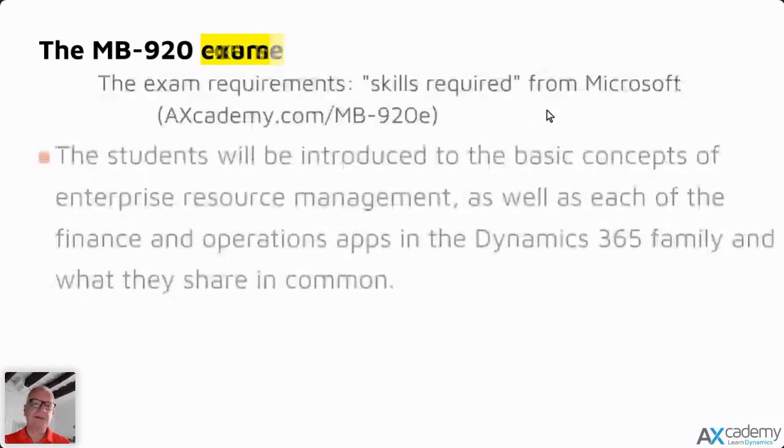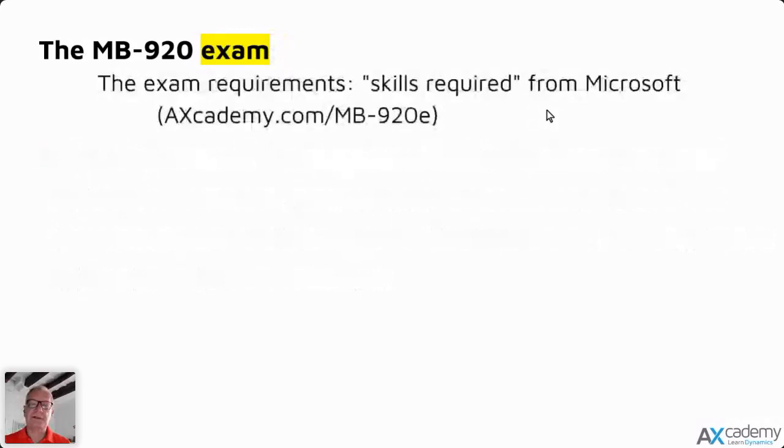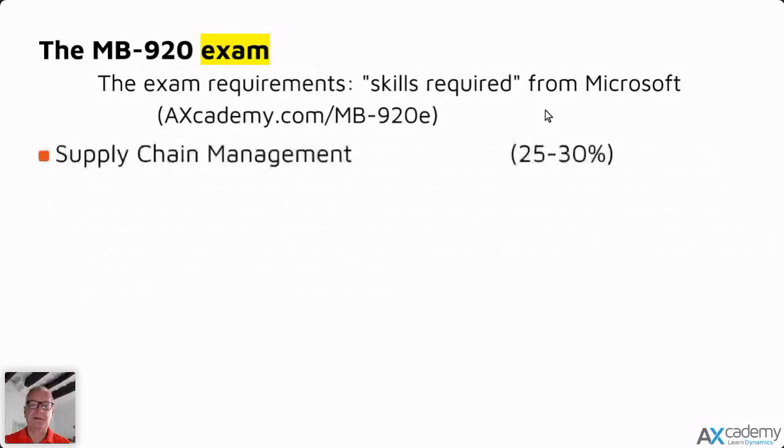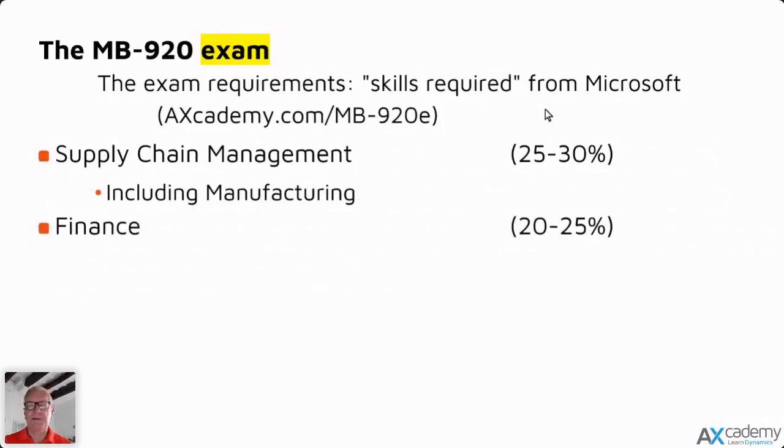The exam requirements in these skills, as I mentioned, and if you want to see what it looks like, I have placed a link in here, axcademy.com/MB-920E for the exam description. In the official exam description, we have the supply chain management, including manufacturing, which accounts for 25% to 30%. We've got the finance, which accounts for 20% to 25%.